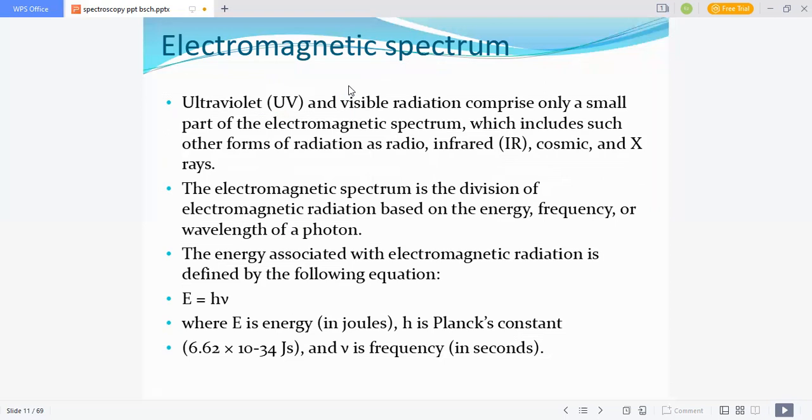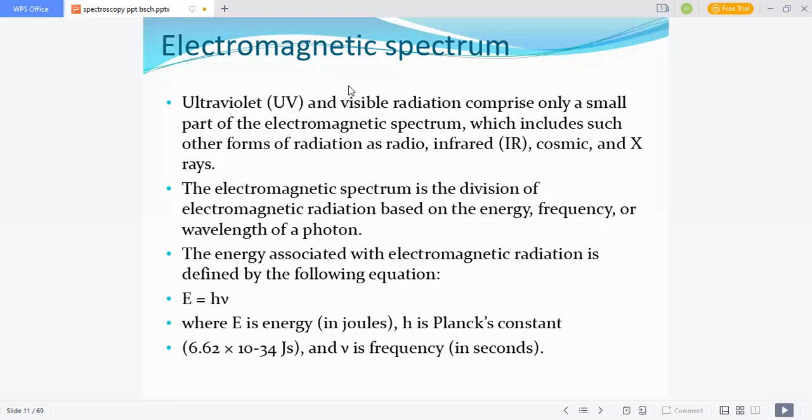Ultraviolet and visible radiation comprise only a small part of the electromagnetic spectrum, which includes such other forms of radiation as radio, infrared, cosmic, and X-rays. The electromagnetic spectrum is the range of electromagnetic radiation based on the energy, frequency, or wavelength of a photon. The energy associated with electromagnetic radiation is defined by the following equation.